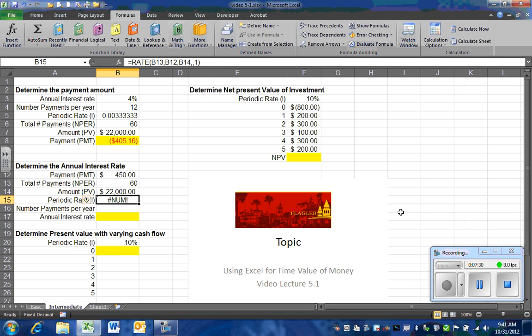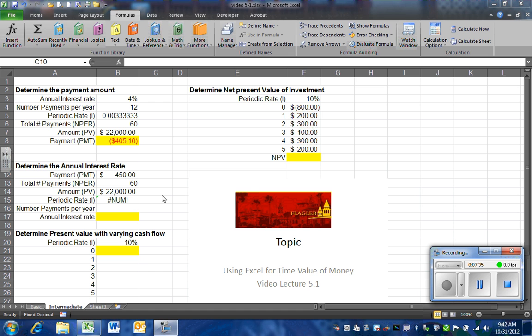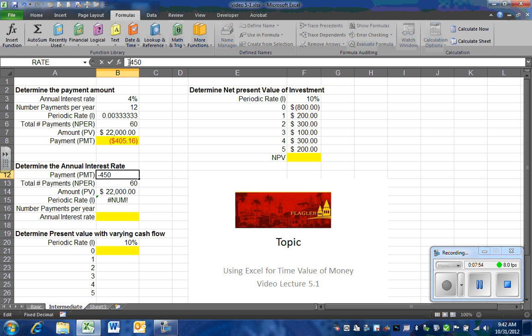All right, when we click OK, you'll notice that we're coming up with an error. So let's explore and see what I did incorrectly. Well, Excel needs to know whether the payment amount is an inflow or an outflow. And in this case, since we'll be making the payments, I should have coded the payment as a minus number. Now that I've done that, you'll see that it returns an interest rate of less than 1%.